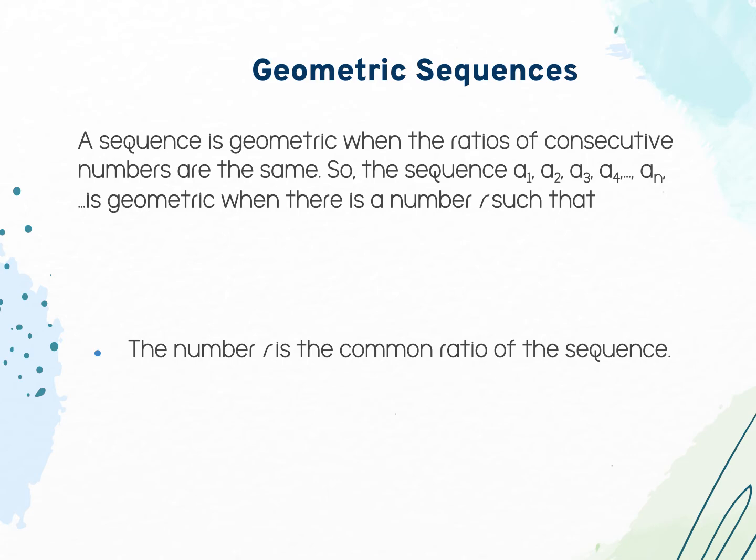So A1, A2, A3, all the way up to AN is geometric when there's a number R such that A2 over A1 equals R, and A3 over A2 equals R, and A4 over A3 equals R, and so on and so forth. So if I took the second number divided by the first, third by the second, fourth by the third, all of them would result in the same R.